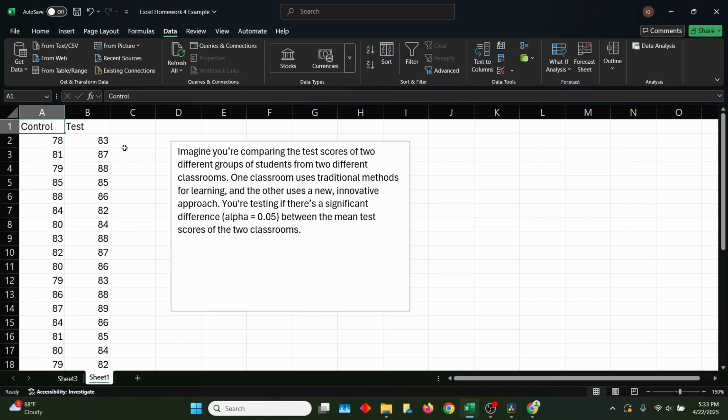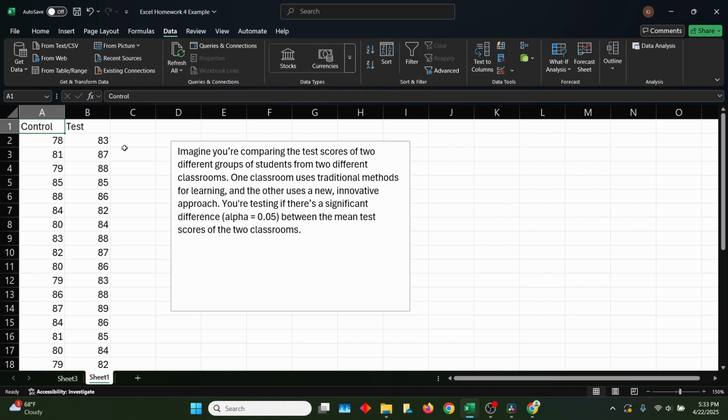A common type of statistical test that you see in a lot of research is when you have a control group and a test group. You have a group that you don't do an intervention with, and then a group where you do an intervention. In this example, we have two different groups of students from two different classrooms.